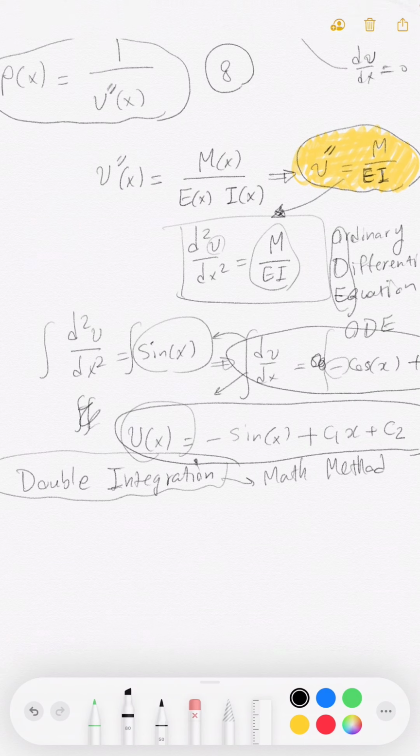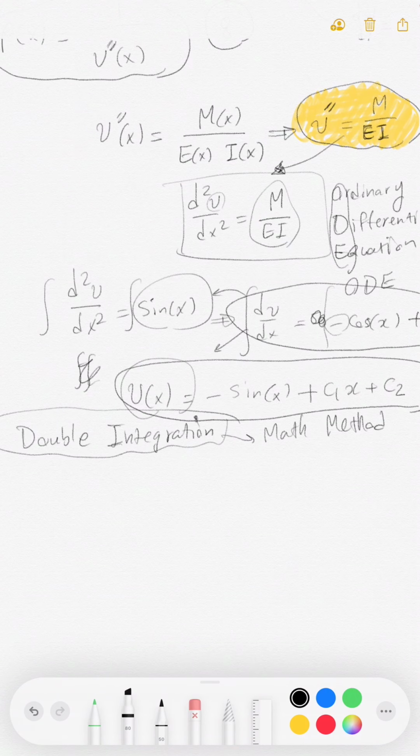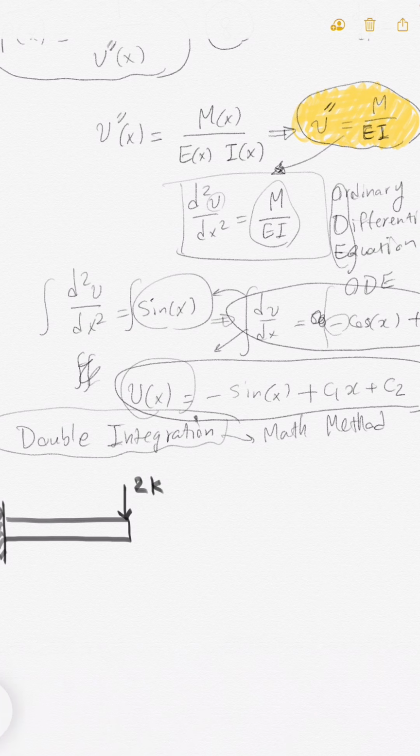Example. I want to use that equation to find deflection. Let's say you have a beam fixed to the wall from the left, and you have a 2 kN force here on one side. Let's use a finer pen. Now the length of this is just 1 meter, and E times I is 1. Take EI equal to 1.